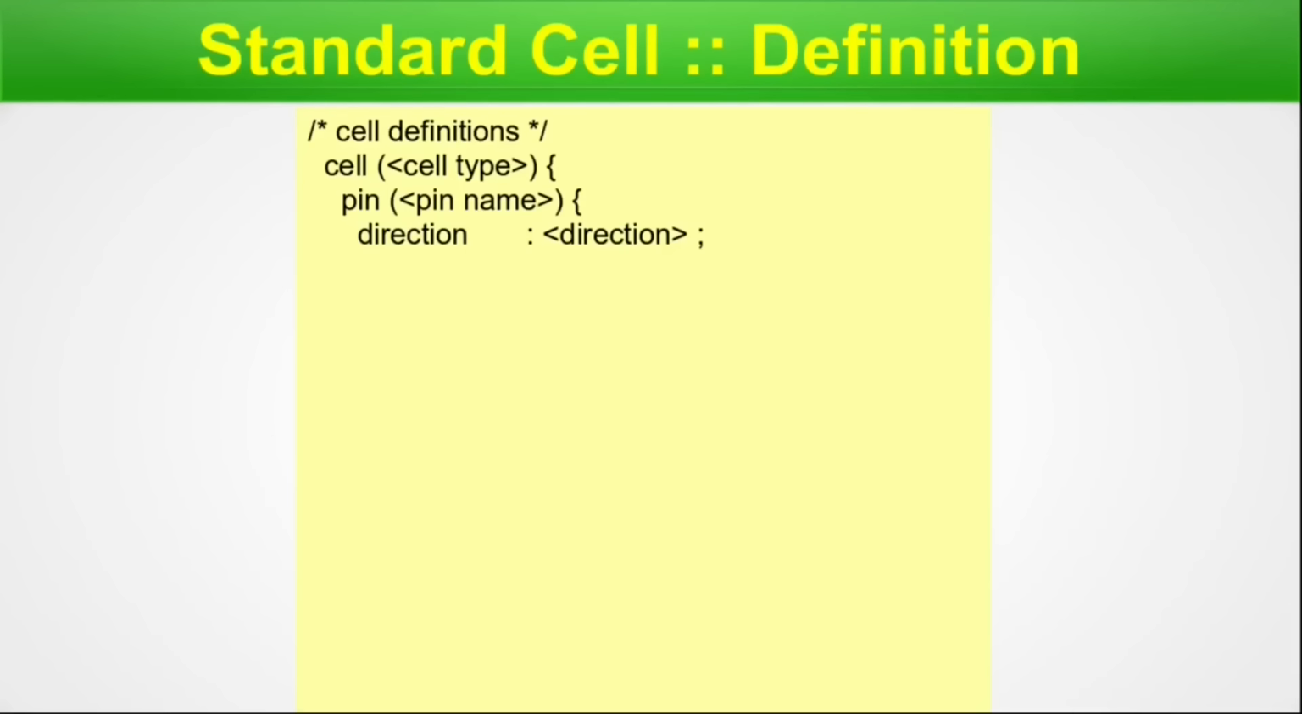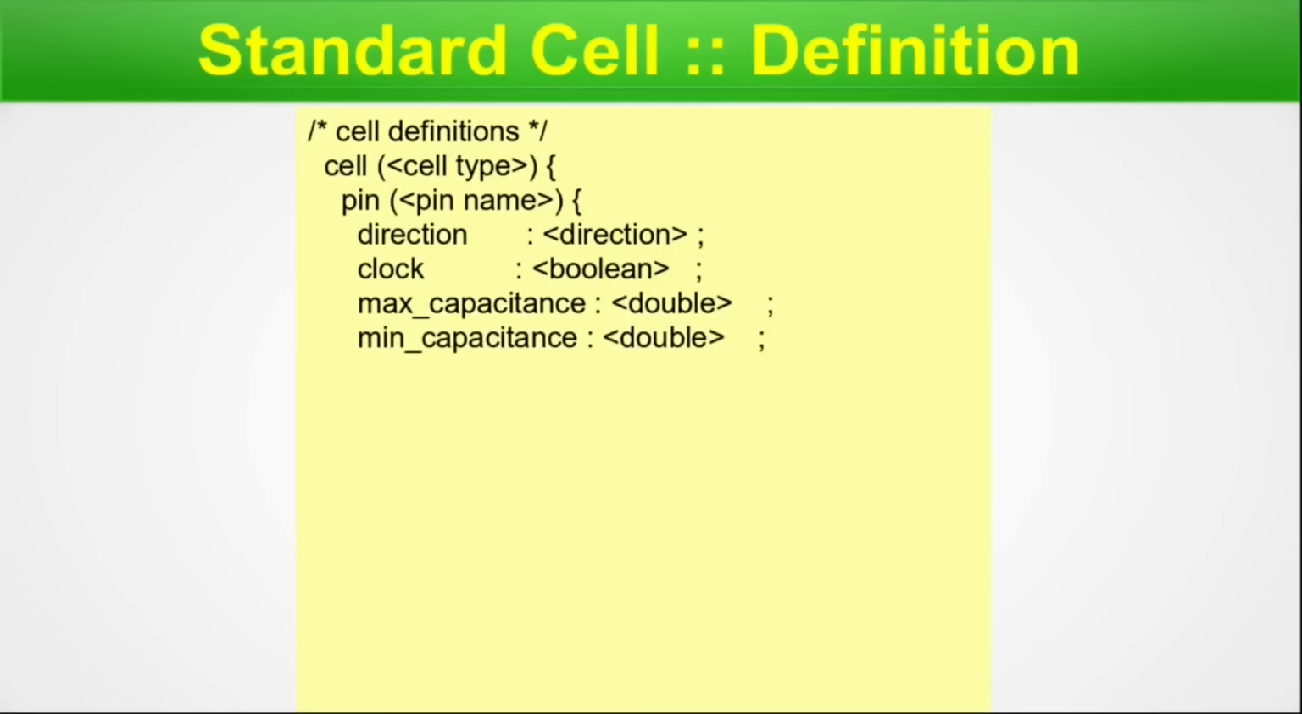Now we continue again. Clock, that will be Boolean. Max capacitance will be there, that will be a double value. Min capacitance, that will also again have a double value. So these are the upper and lower cap. Then starts the timing block. Related pin, then it will be the pin name. So this is very much important.